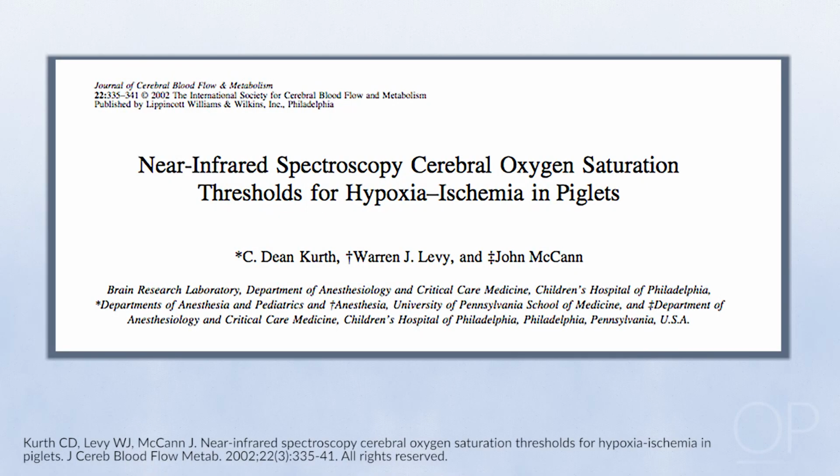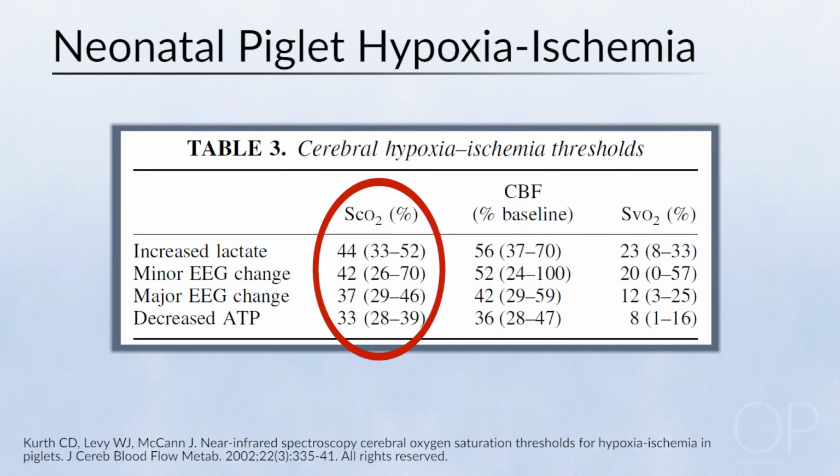Dean Kurth did a study looking at levels of functional impairment associated with cerebral oxygen saturation. Cerebral oxygen saturation data is within the red circle in this table, and the values shown are medians with 95% confidence intervals. What you see is when cerebral oxygen saturation falls to the mid or low 40s, you start seeing an increase in brain lactates and a decrease in power of the EEG. With cerebral oxygen saturation values in the 30s, you start seeing further decreases in EEG amplitude, as well as slowing of the EEG and a decrease in cerebral ATP. As you notice, the 95% confidence intervals are very wide, and this represents a biologic variability which is present both in neonatal piglets and in humans.